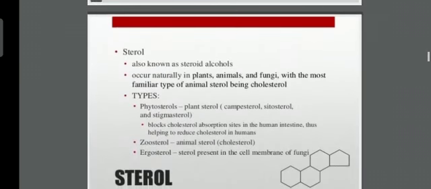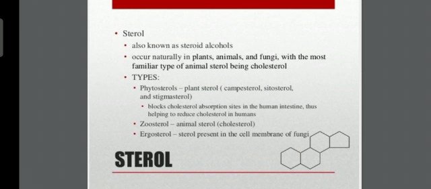In the classification of steroids, the first one is sterol. Sterols, also known as steroid alcohols, occur naturally in plants, animals, and fungi, with the most familiar type of animal sterol being cholesterol. Now I will discuss the types of sterols. Phytosterols, or plant sterols, include campesterol, sitosterol, and stigmasterol. They block cholesterol's absorption site in the human intestines, thus helping to reduce cholesterol in humans. Zoosterols are animal sterols, such as cholesterol. Ergosterol is a sterol present in the cell membrane of fungi.